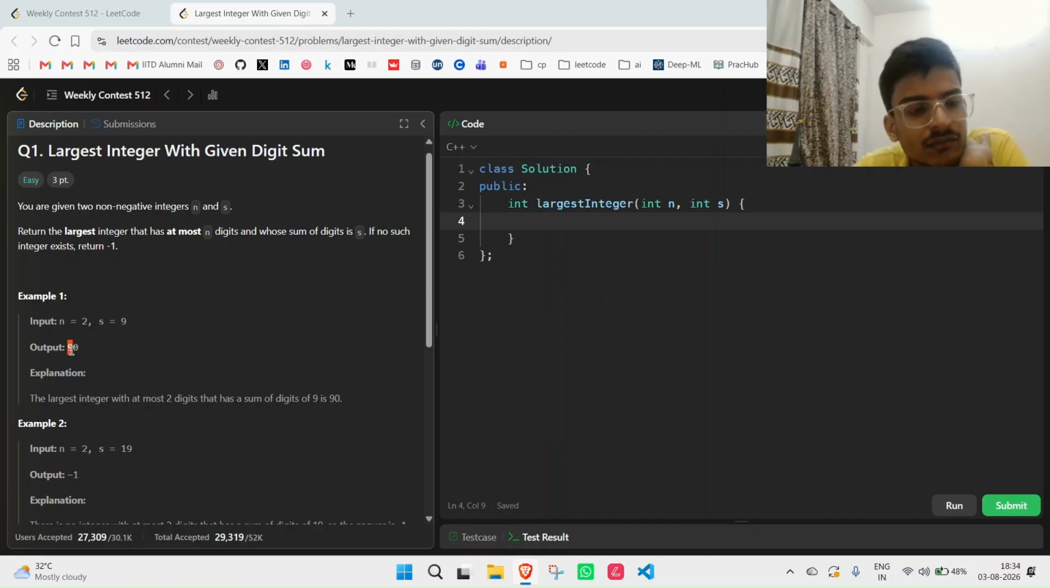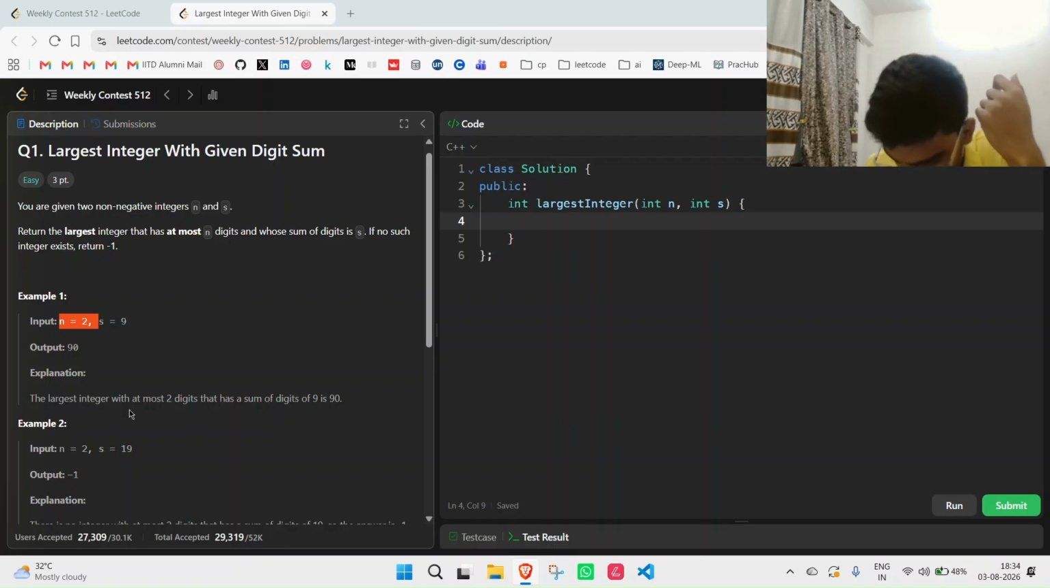You have to maximize the tens place in this. Actually, we have to maximize which one in this? The hundreds place. For example, if we have n equal to 3 and s equal to 9, we have three places at most. We have to get a sum of 9. You can place 9 here and make the rest zeros. If we have n equal to 4 and sum is 18, you can place the two nines here and place zeros. 9900 would be the answer for n equal to 4 and s equal to 18.